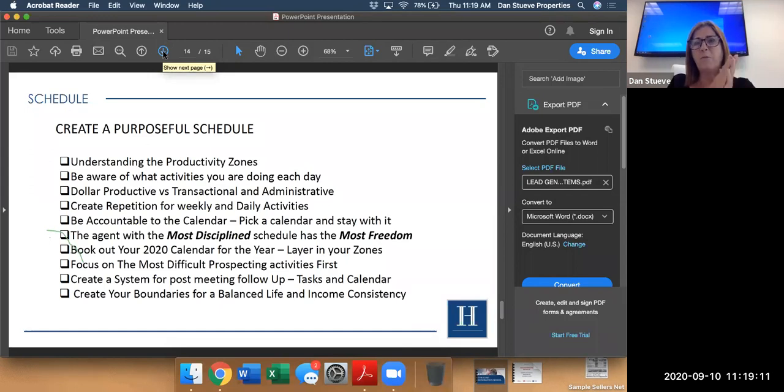Focus on the most difficult prospecting activities in the morning, and then create your system for post-meeting follow-up, okay? And this is how you create your balanced life. But if you don't do prospecting, then you have an up and down life, and you have an up and down income. It's super important. The fortune always happens. Remember, as you're prospecting now, you're going to see the results of what you do today in the next quarter, okay?